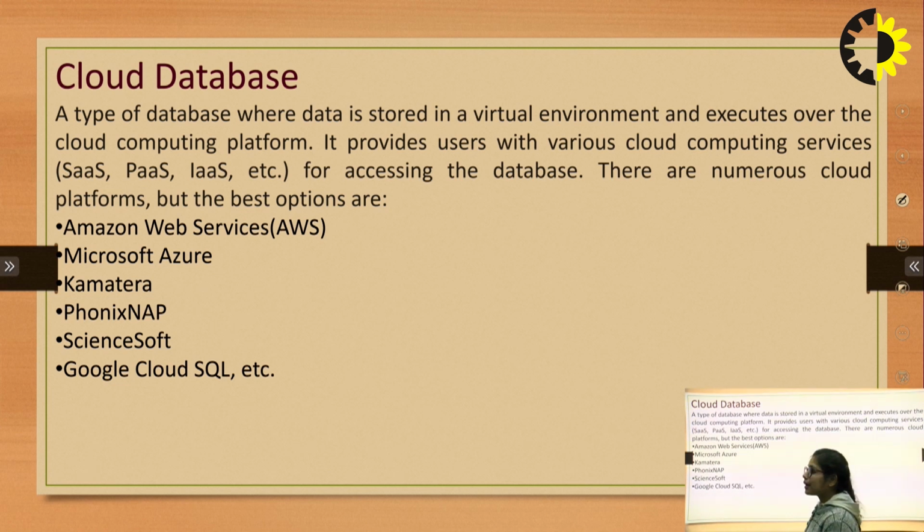The next one is the cloud database, a type of database where data is stored in a virtual environment and executed over a cloud computing platform. It provides users with various cloud computing services like SaaS, PaaS, and IaaS, etc. For accessing the databases, there are numerous cloud platforms, but the best options are Amazon Web Services, which is also famously called AWS, Microsoft Azure, ScienceSoft, Google Cloud, etc.